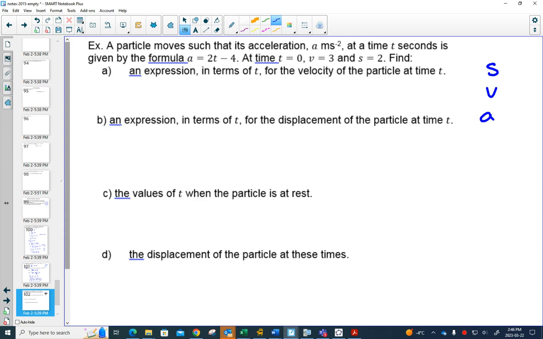Okay, they give us in the equation acceleration. So if we're given acceleration, the only way we can go is backwards. So we're going to have to integrate here. So our velocity in this question would be the integral of 2t minus 4 dt. Add 1 to the exponent and divide.